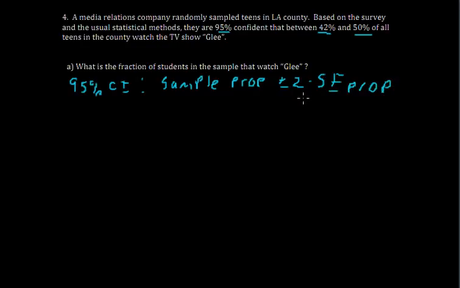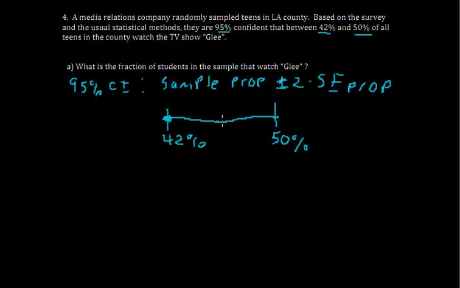So we don't know any of these quantities. I don't know the sample proportion, and I want to find it. I don't know the standard error of the proportion. But what do I know? I know that my confidence interval looks like this. This is 42%, and this over here is 50%. But it's plus or minus 2 times the standard error of the proportion.